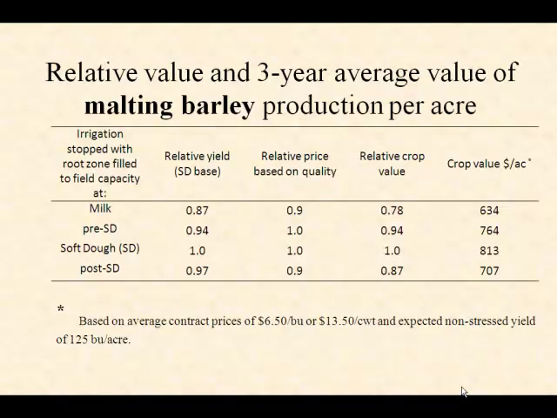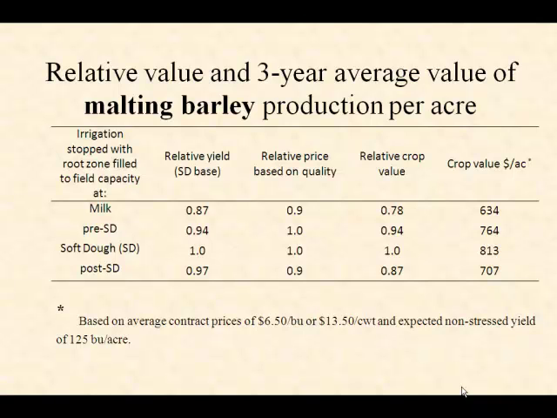With that, I think I'll probably skip through this very quickly and call it good. I did a little bit of an analysis that said, what's the relative value based on the relative yield, with soft dough as the base? What's the yield worth? At milk, we had 87% of the yield that we had at soft dough. So the relative price based on quality: here we had small kernels and marginal quality, here we had black tip, here was best for quality. And the relative crop value came out the best at milk.